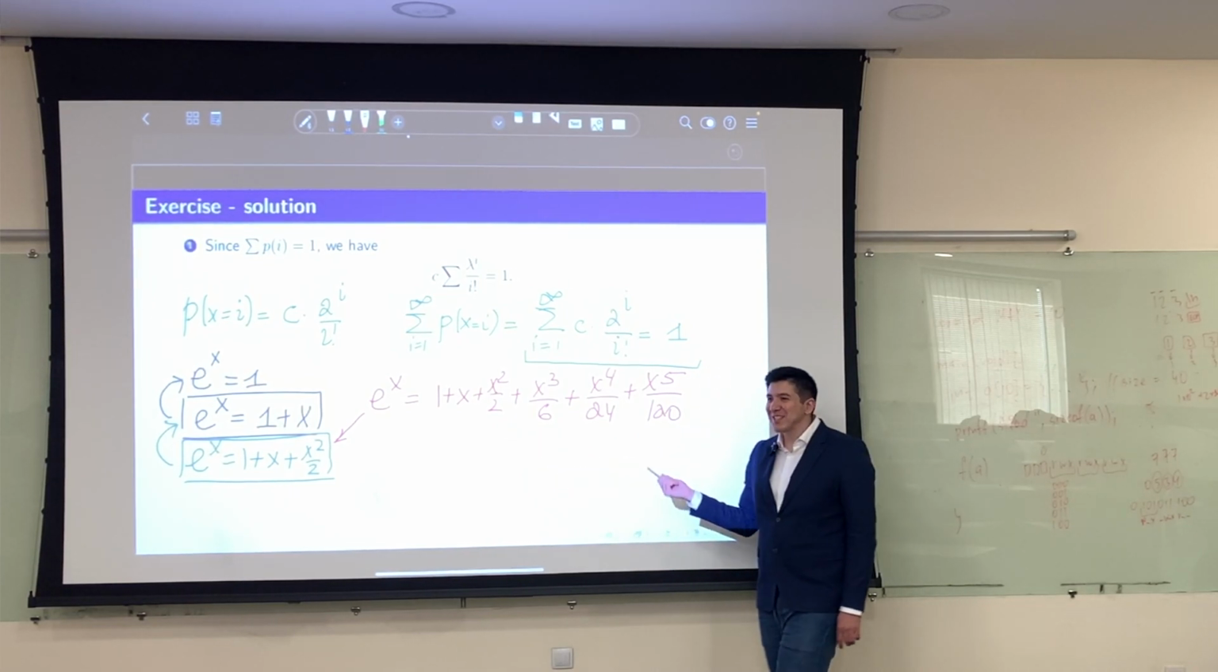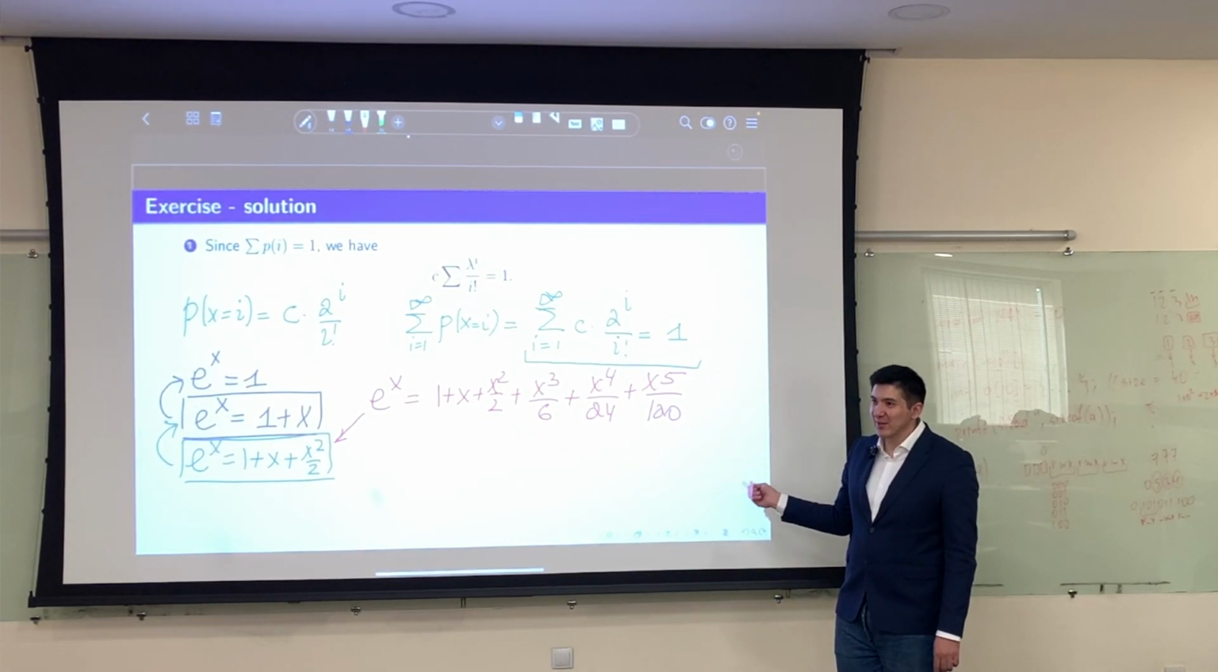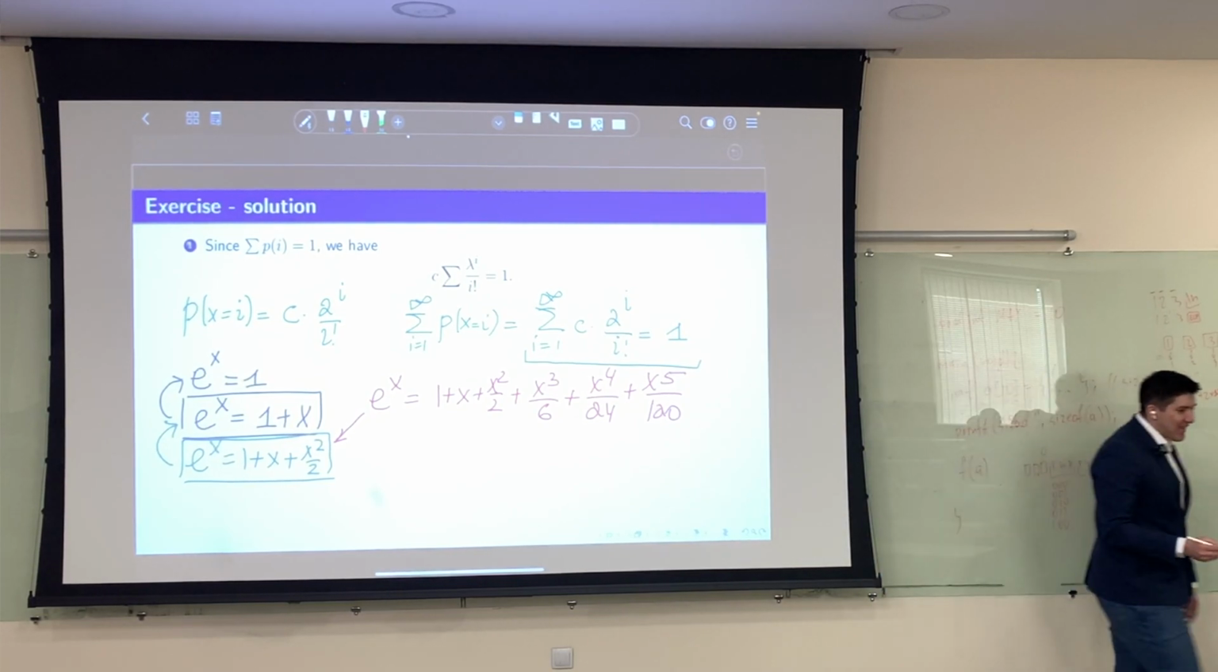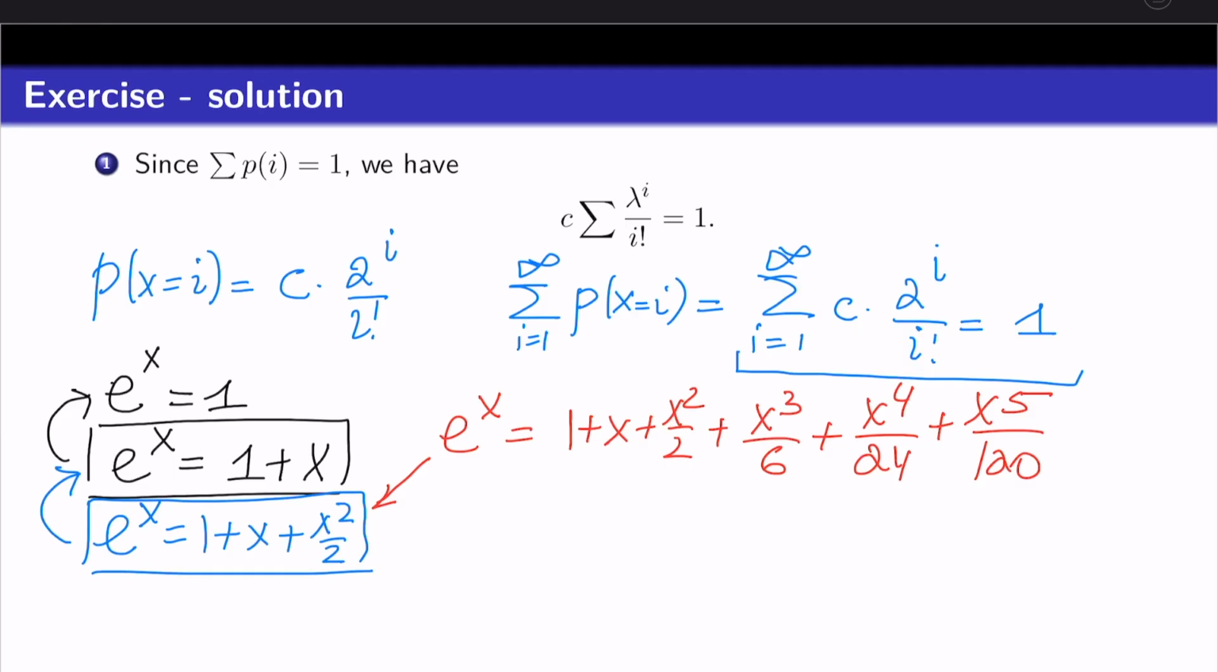And this is the reason why, for example, e is 2.71. Do you know why? What is the value of e? So how can I get the value of e from the left hand side? By just substituting x equal to 1, right? So just substitute x equal to 1 into the series. What do you get on the left hand side? e.